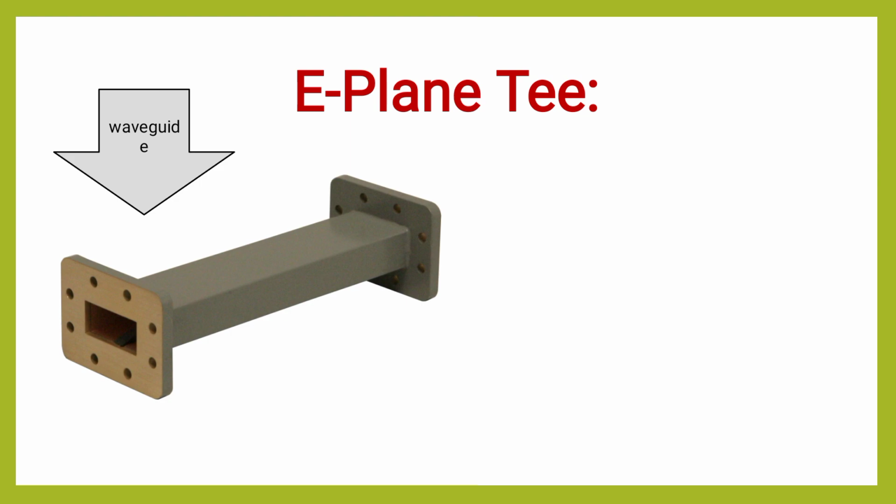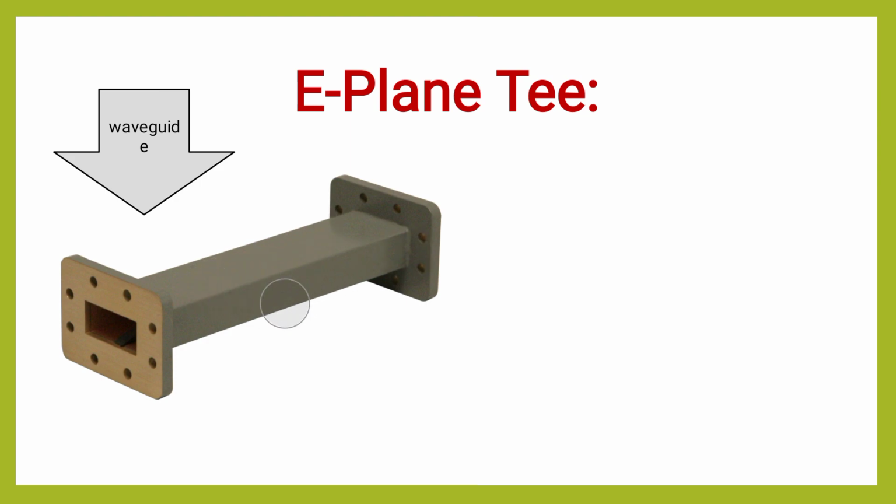Now observe here two points. Every rectangular waveguide has two dimensions, the broader dimension and the narrow dimension. The red color mark is the broader dimension of the rectangular waveguide, and the yellow color mark is the narrow dimension. If we connect one more port to the broader dimension of the rectangular waveguide, then we call that type of T an E-plane T. And if we connect one more port to the narrow dimension, then we call that an H-plane T. In this video, I am going to teach you about the E-plane T.